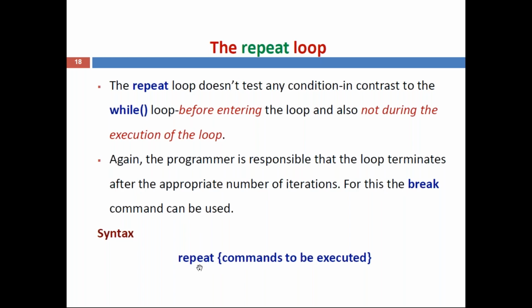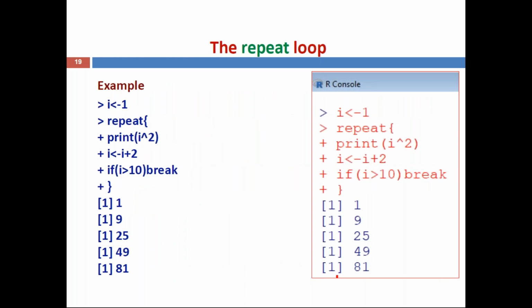Coming to the syntax of repeat: simply repeat without any condition, then open brace, commands to be executed, then close brace within brackets. This is the syntax. Then to terminate the repeat, we use the break statement. Coming to the example, here also an initial value is required, I equals 1. Then repeat, see here no condition is required. Then print I power 2. Then here also I is incremented by 2, I equals I plus 2.